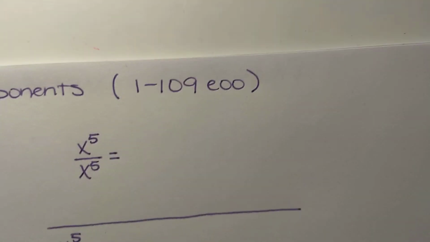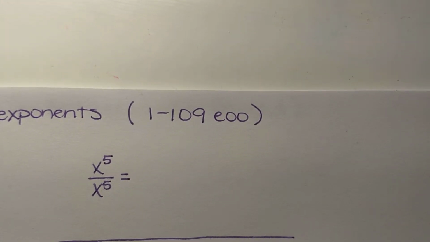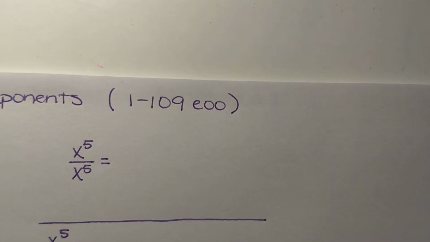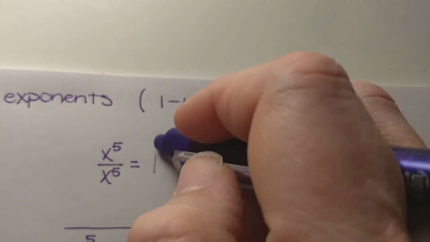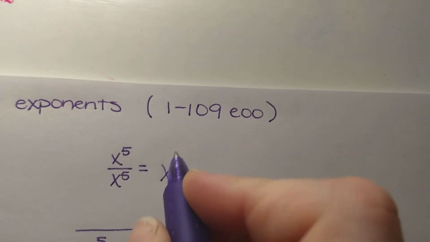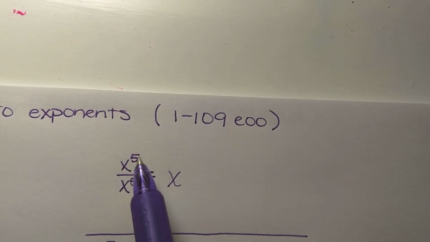So the next thing we're talking about is a zero exponent. So let's look, what if I have x to the fifth over x to the fifth? We already know that any number divided by itself is 1, right? Although, let's not write that right now. Let's use what we know about exponents. That would mean then that I need to subtract the denominator from the numerator, right?